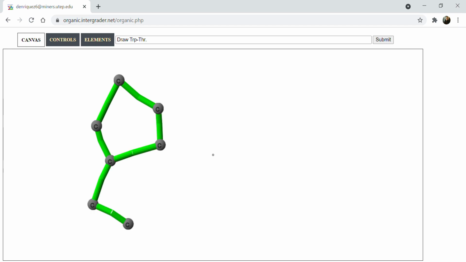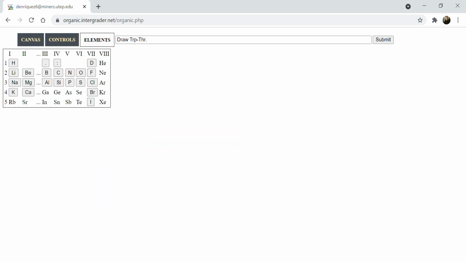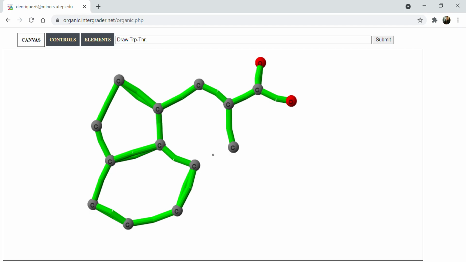Okay. Tryptophan is a really big molecule. I hate drawing it. It's easy to recognize, but it takes a long time to draw. So it's kind of like a love-hate relationship with tryptophan. Okay, oxygens, nitrogen. I think that is it.